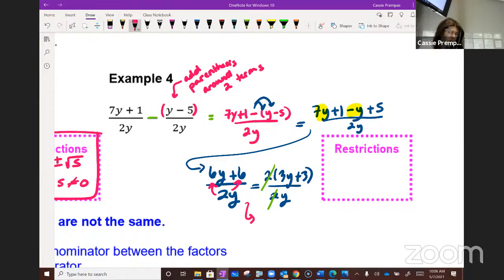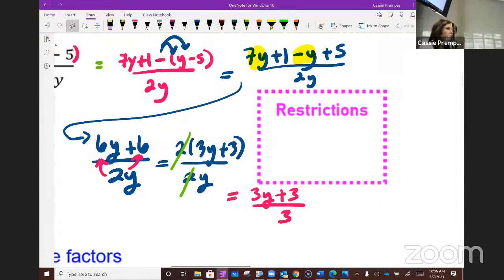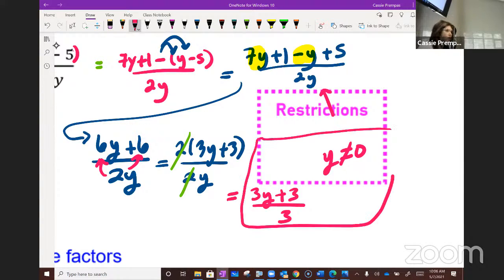You could do that though, because my full answer is going to be 3y plus 3 over y. So that would work. But then guys, what would be my restriction? Excellent. Y can't equal 0 because that's in the denominator. So this would be my answer with my restriction.